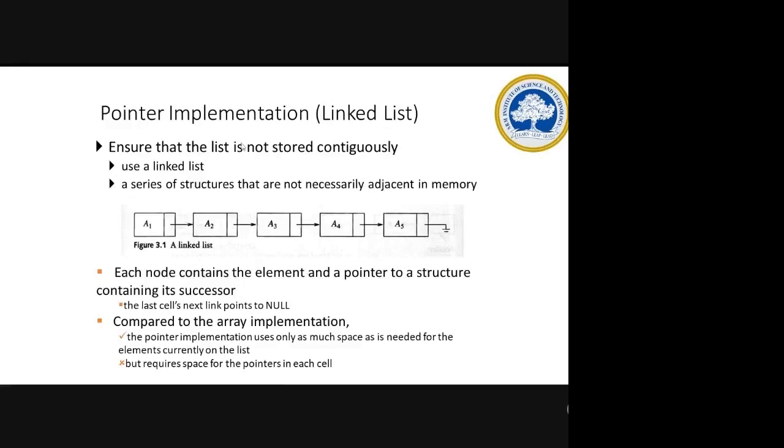So here you see a series of elements that are not necessarily in a linked list. So these all are pointer implementations. See here A1, this is your structure, A1, A2, A3, A4, A5. And this is your diagrammatic representation.